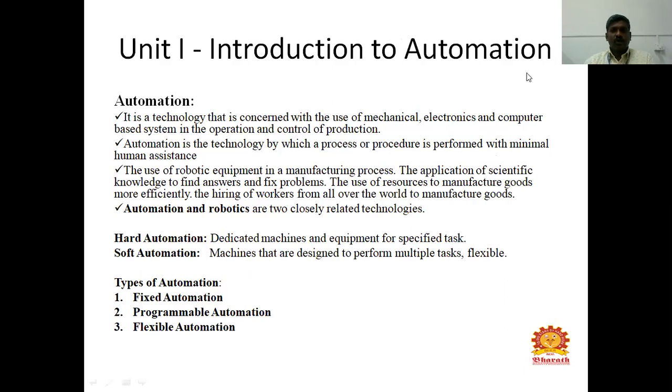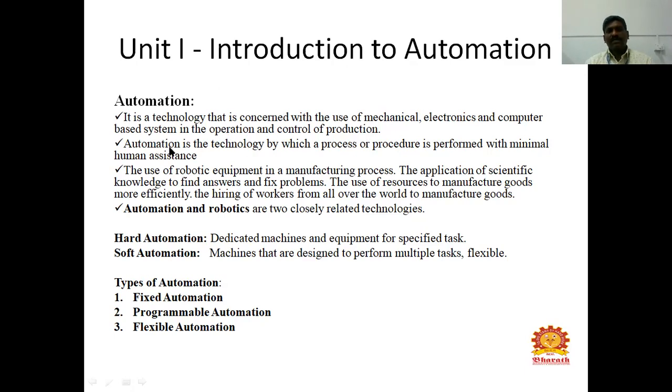The introduction to automation. First of all, what is automation? Automation is a technology that is concerned with the use of mechanical, electronics, and computer-based systems in the operation and the control of production. That means using this technology, mechanical, electronics, and computer-based systems, to automate the process.